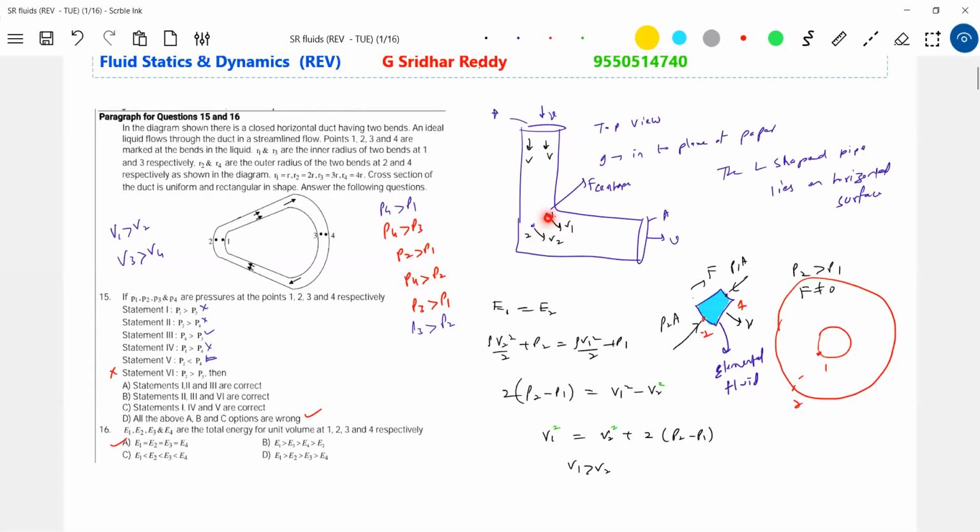Since P2 is greater than P1, what should happen to the energy? Definitely, we expect that V1 should be greater than V2, V1 square greater than V2 square. So V1 will be greater than V2. When the liquid flows here, those elements of the fluid which are at the edge, this one, will have more speed than this one. That is what he has asked here. Okay, now read the passage and analyze it here.